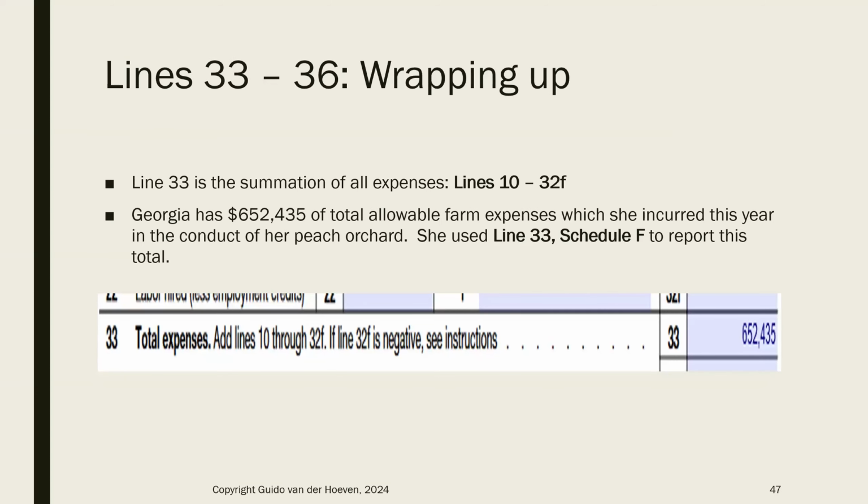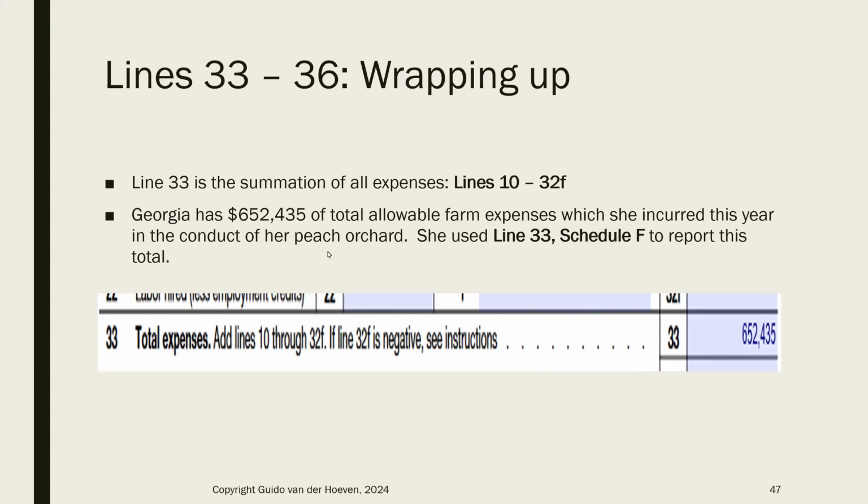So wrapping up, I think we're almost there, Debbie. We're doing well. Line 33 is the summation then of all of our expenses from lines 10 through 32F. Now in this example, we totaled that up.